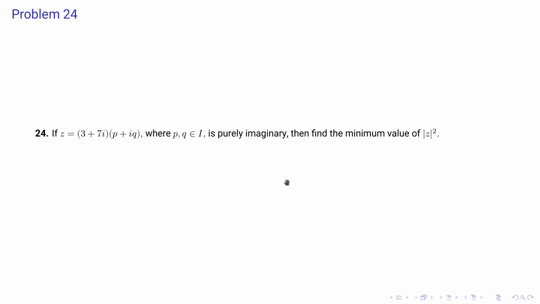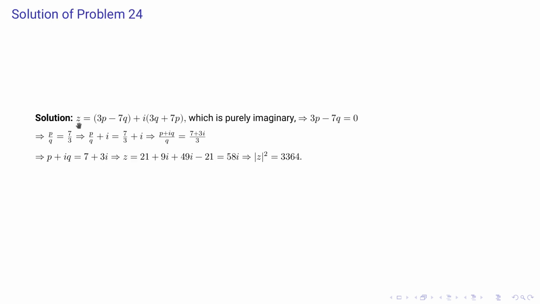Problem 24 says that if z is equal to (3 plus 7i) into (p plus iq), where p and q are integers, is purely imaginary, then find the minimum value of mod z square. So we are given that z is equal to 3p minus 7q plus i into (3q plus 7p). If you multiply both the given terms, you arrive at this value.